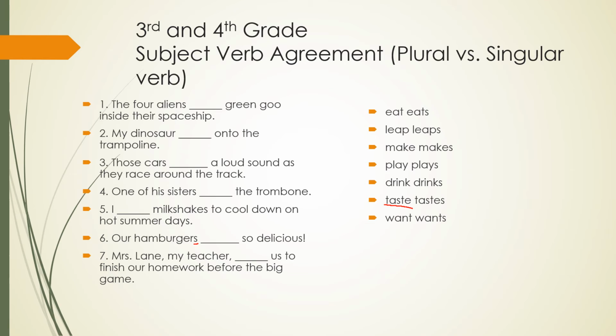Mrs. Lane, my teacher, want us to finish our homework before the big game. Mrs. Lane, my teacher, wants us to finish our homework before the big game. If you said wants, you're correct because Mrs. Lane is one person. Mrs. Lane is what wants. She's the noun. This is the verb. That's the noun. This is the verb. So, singular noun, singular verb.